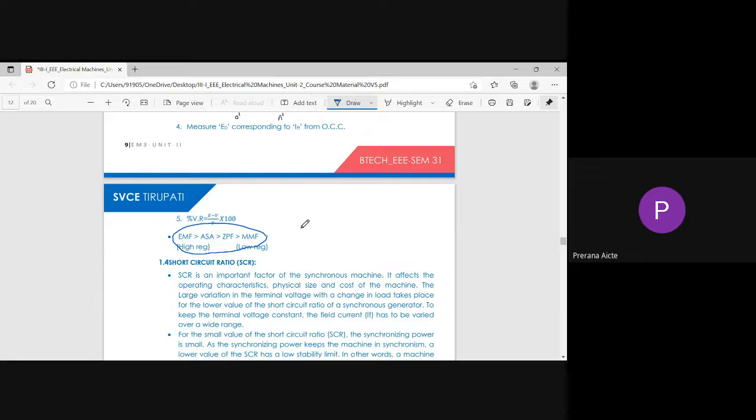See here, the EMF method gives greater regulation than the ASA method, ASA is greater than ZPF, and ZPF is greater than the MMF method, which has the lowest voltage regulation. ZPF and ASA are in the middle. This is the order of the voltage regulation methods.